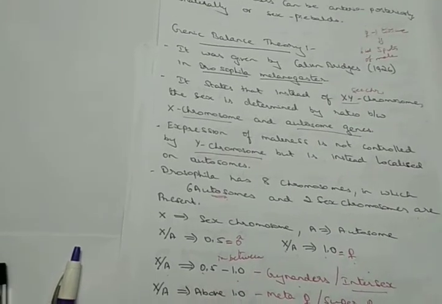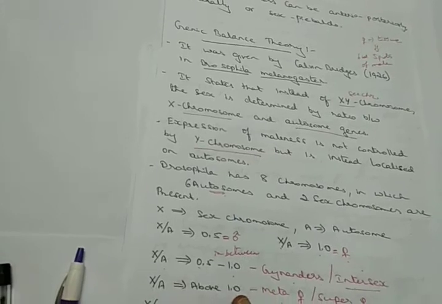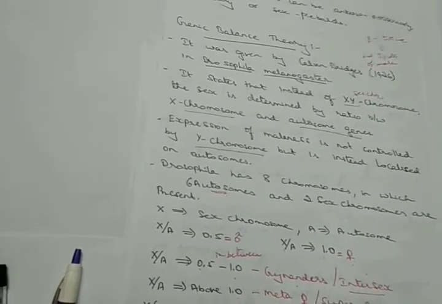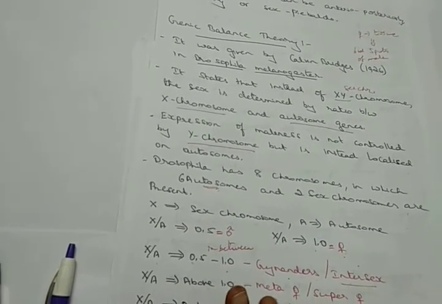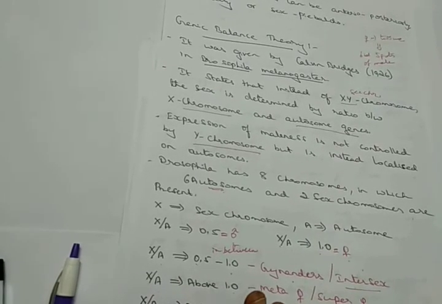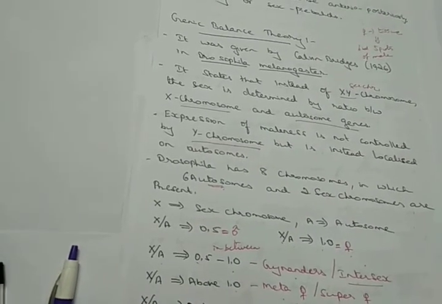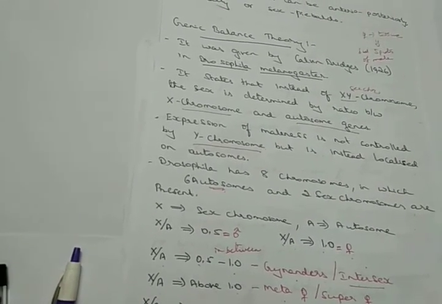So with sex determination, it can be any type of chromosomal structure which gives the individual the presence of whether it is a male, a female, or a gynander. So this completes sex determination.